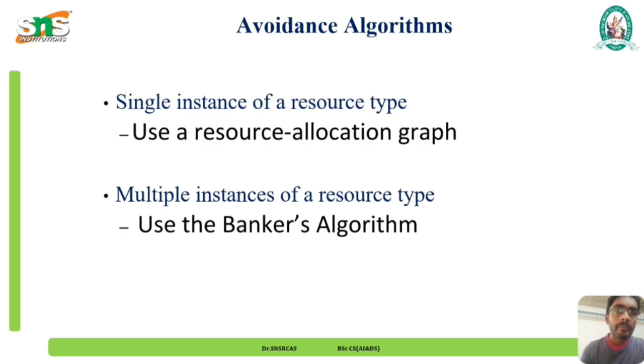So there are a few familiar deadlock avoidance algorithms. If resources have single instances, the resource allocation graph can be used to avoid deadlock. If resources have multiple instances, the familiar algorithm for avoiding deadlock is the Banker's algorithm.